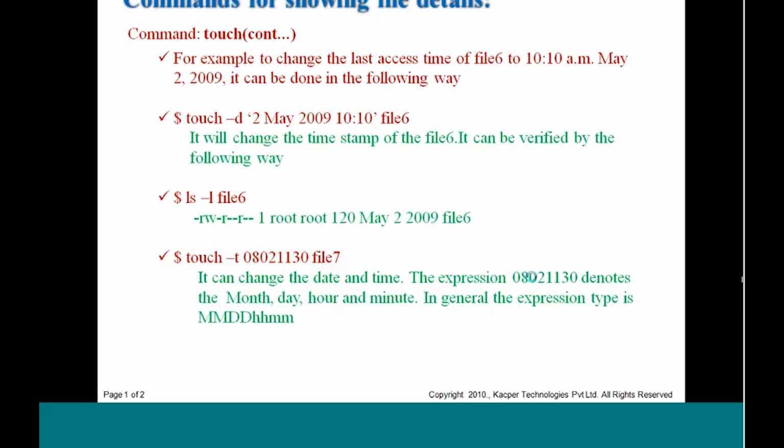So here, as an example, we want to change the access time of file 6 to 10:10 in May. So here we can actually give a particular date, and then we can say touch. So touch minus b 2nd May, and then followed by the time, and then it will change the timestamp to that particular time. So you can use an ls minus l to verify whether the timestamp change has happened or not.